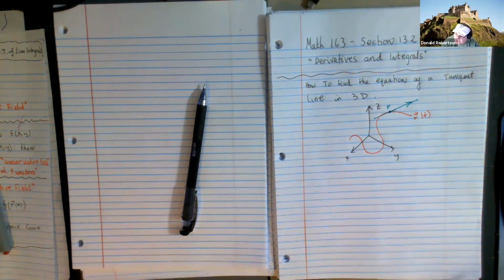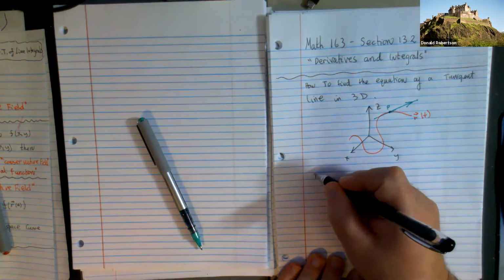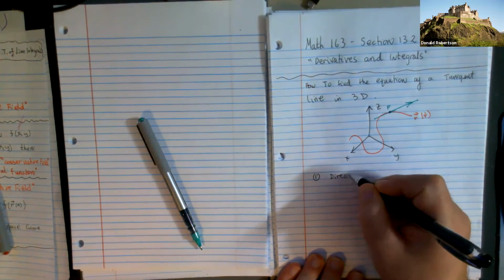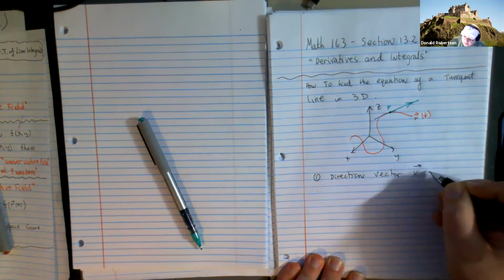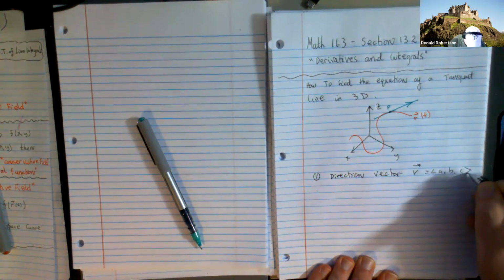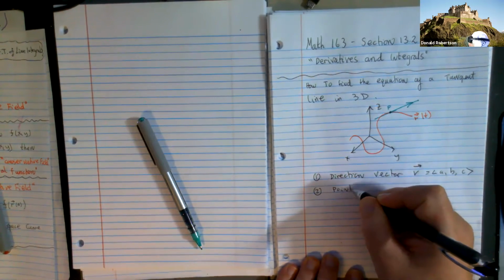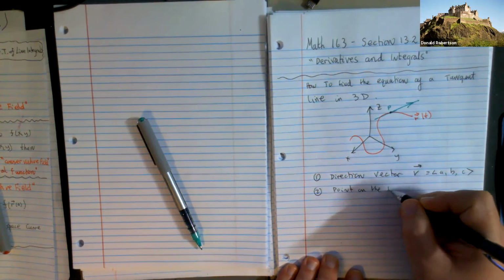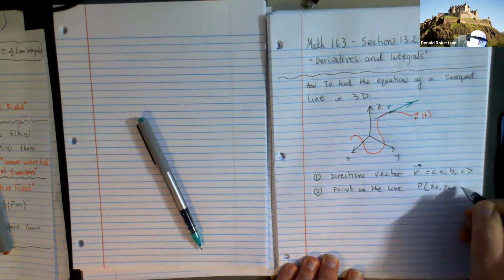And it involves a derivative, and it involves the usual equation of a line. Now, there are 2 things you need for the equation of a line. Don't you need to know the direction vector, which I typically call V, and let's say the direction vector is ABC. And the second thing you need to know is a point on the line. And I typically call it P, and it's going to have coordinates x0, y0, z0.